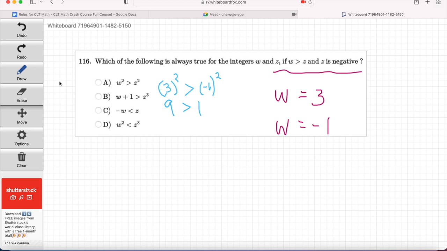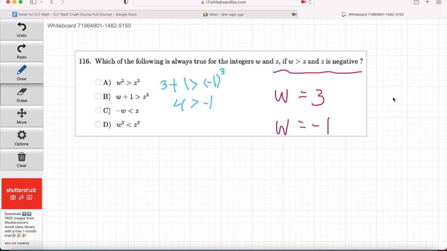Let's plug into answer choice B. I'll clear some space for you. Good. 3 plus 1 is 4. Looking good. And then negative 1 to the power of 3. Is that going to be positive or negative? Negative. Definitely going to be negative. Negative 1. Absolutely. True statement? Yes. Also a true statement.